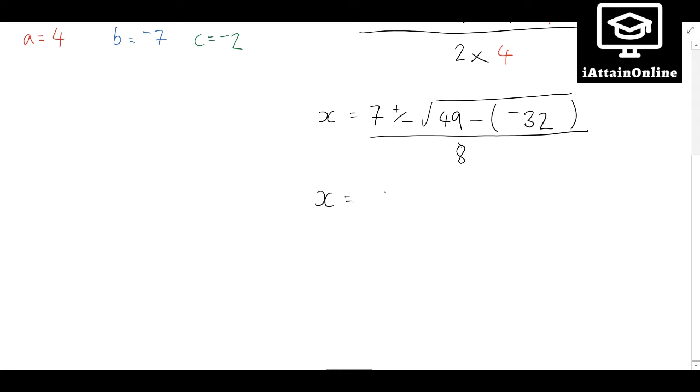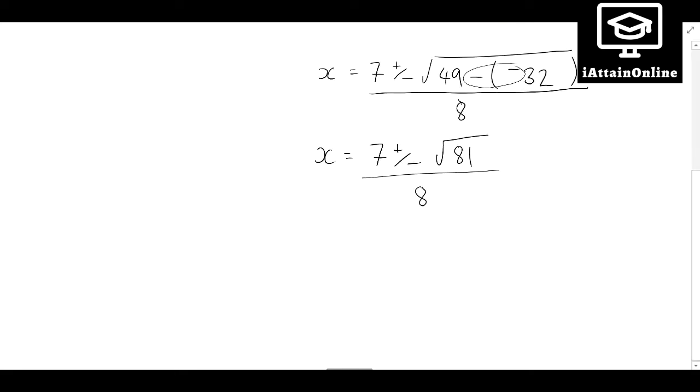So once again, just tidy this up before we put it in the calculator. Watch out for these. This is why I suggest the brackets, and this is a really common mistake that students make. You're not doing 49 take away 32. Because you're taking away a negative, you actually end up adding 32. So we're doing the square root of 81 and we're dividing that by 8. Okay, so now to get our two solutions, x is going to be 7 plus the square root of 81 all over 8, or x is going to be 7 minus the square root of 81 all over 8.